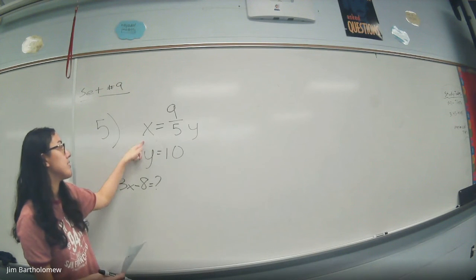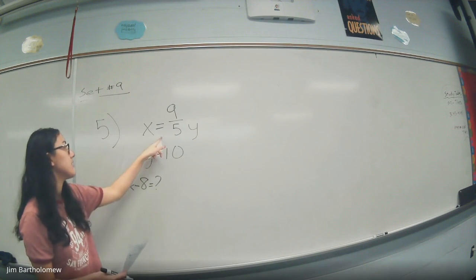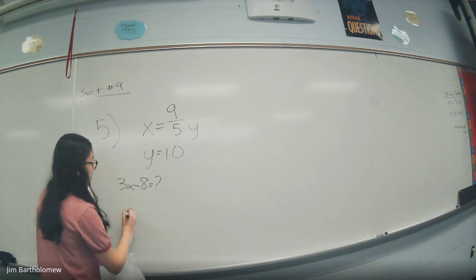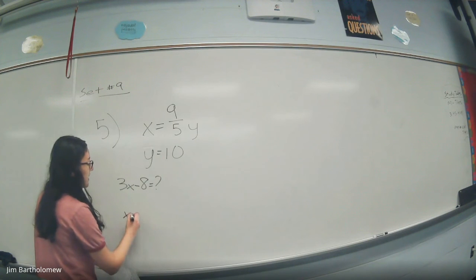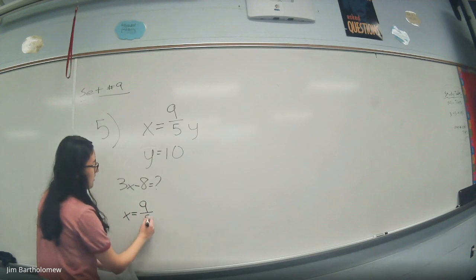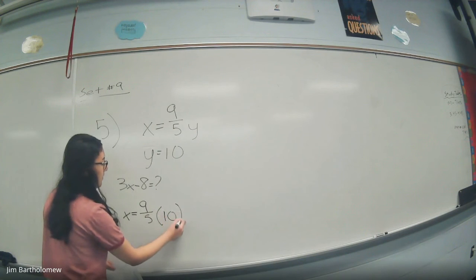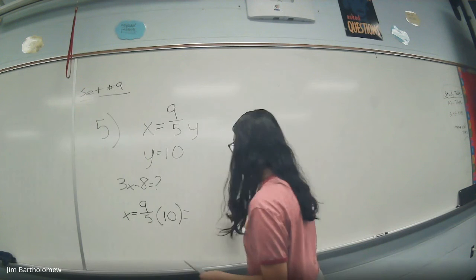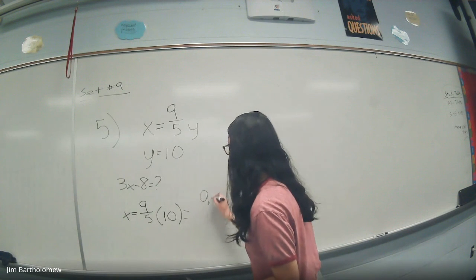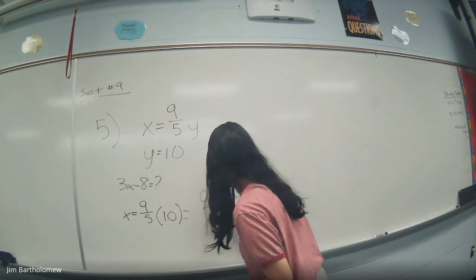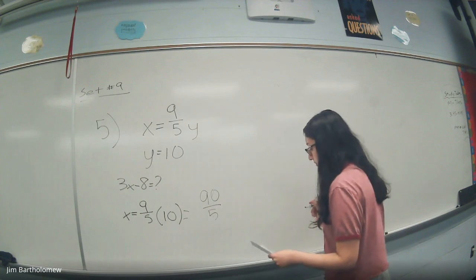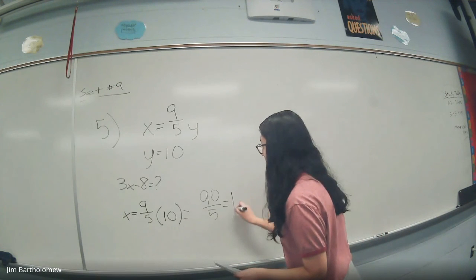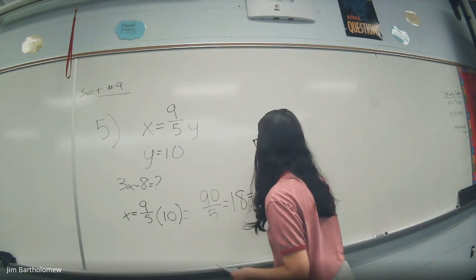We still don't know what x is, so we can take what y equals, plug it into this first equation to find out what x equals. So what we're going to do is plug 10 in for y in the first equation. So x equals 9/5 times 10. All right, so 10 times 9 is 90, and this is over 5. All right, and 90 divided by 5 equals 18. So this is what x equals.